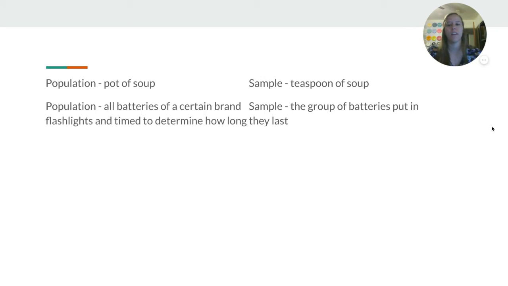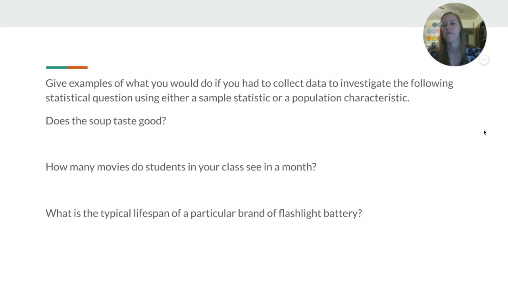So a population could be a pot of soup. A sample is a teaspoon of the soup. Population could be all batteries of a certain brand. Sample is the group of batteries put in flashlights and timed to determine how long they last.